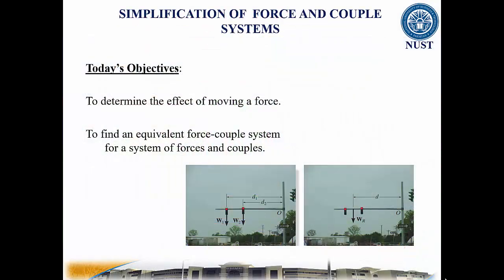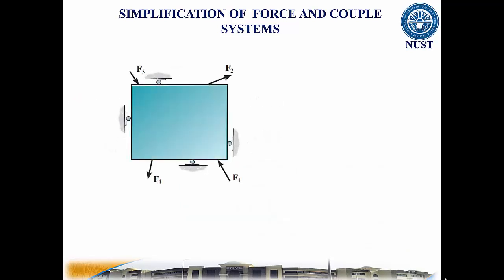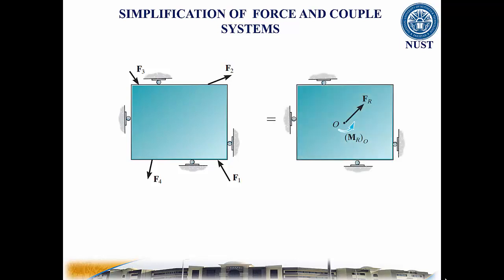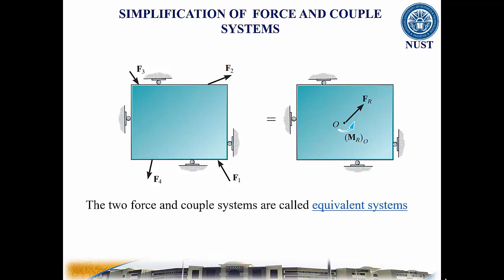In continuation to the previous topic, today we will study the effect of moving a force and the equivalent force couple system. When a number of forces and couple moments are acting on a body, it is easier to understand their overall effect on the body if they are combined into a single force and couple moments having the same external effect. The two force and couple systems are called equivalent systems, since they have the same external effect on the body.